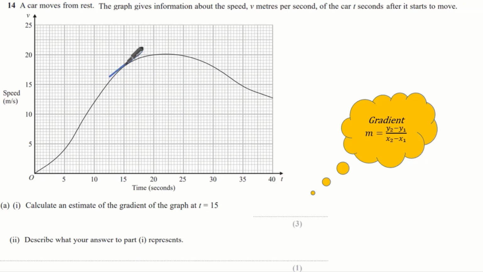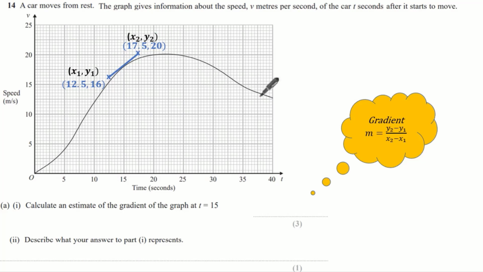Now, I've deliberately limited my line segment to these coordinates, just because it's easy to extract the coordinates. So my first coordinate is here, and my second coordinate would be here. Pulling out these coordinates, I've identified this coordinate to be 12.5, 16, and this coordinate to be 17.5, 20. You can use any line segment you want, as long as it's a tangent at t equals 15 seconds. Now from here, I'm going to label accordingly. So this is my x1 and y1, and this is my x2 and y2.